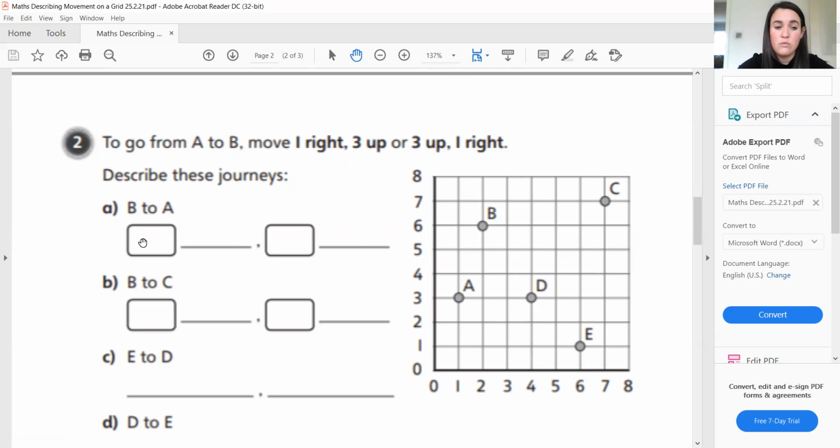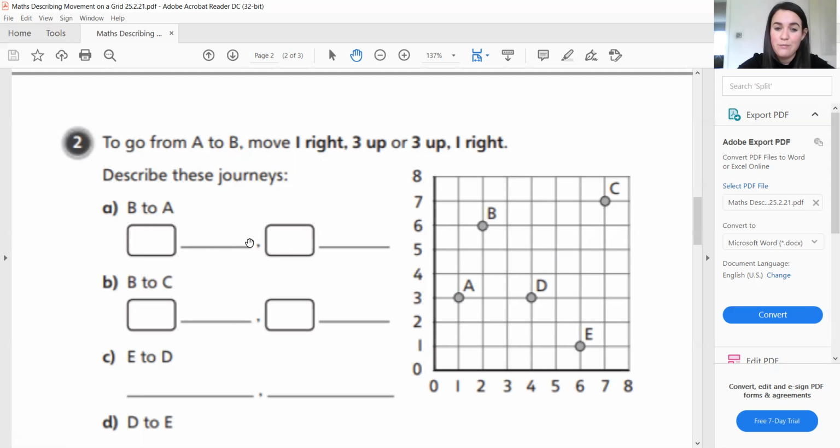Okay. It still wants us to tell it whether it's going up, down, right, or left. So for example, to go from A to B, it's telling me that I could go 1 to the right and 3 up, or I could go 3 up and 1 to the right. I could do either of those journeys. All it's asking you to do here again is which route would you choose? Go from B to A.